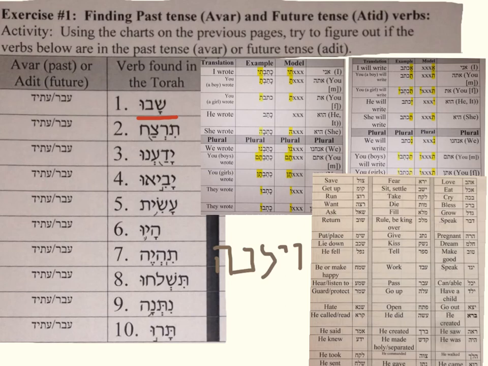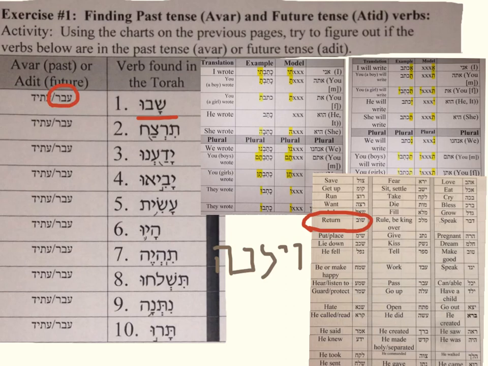returned." Because we see that we have a shin and a vet with the vav. The vav was the letter that was missing in the middle. I figured I'd give you guys that one just because there was a lot of legwork required for it. So we would then circle avar. This is a past tense verb.